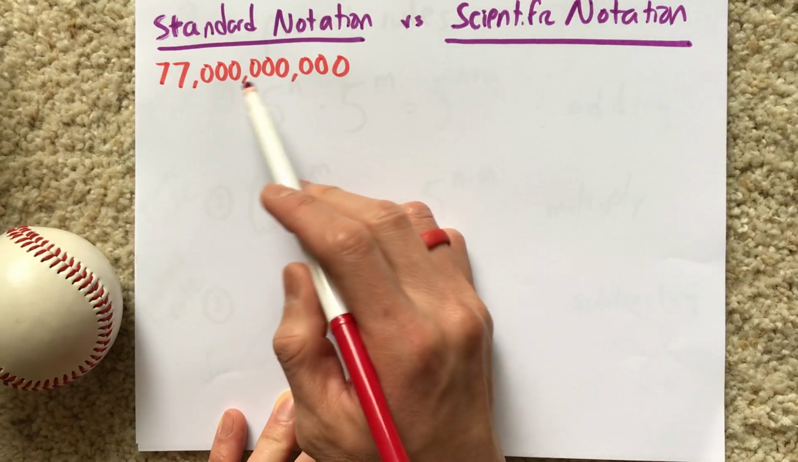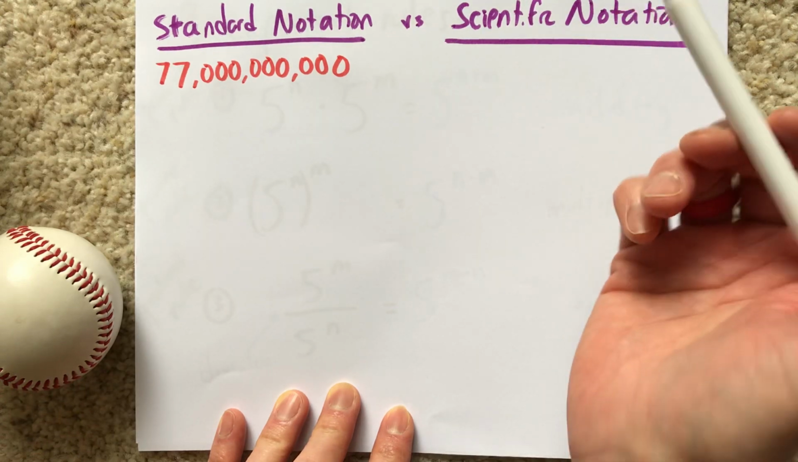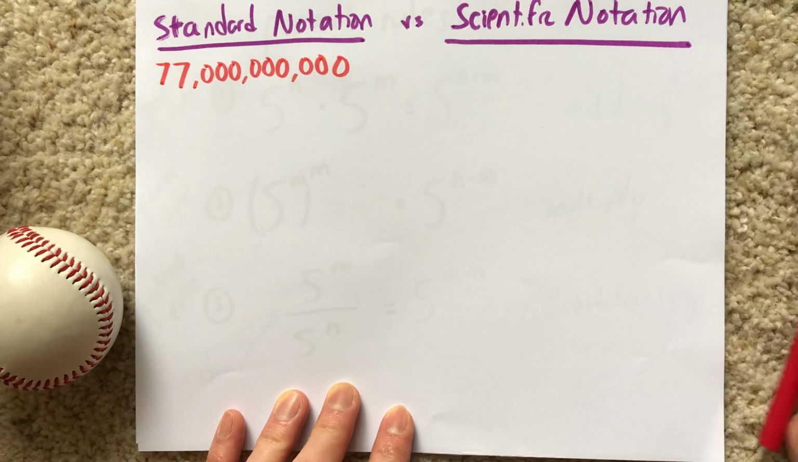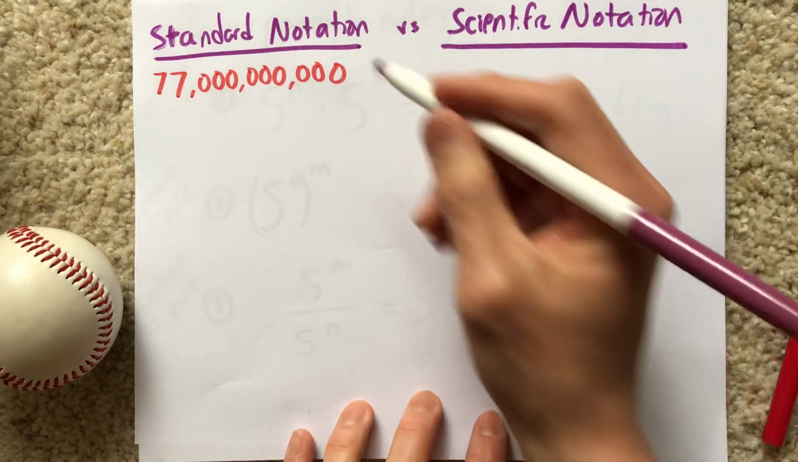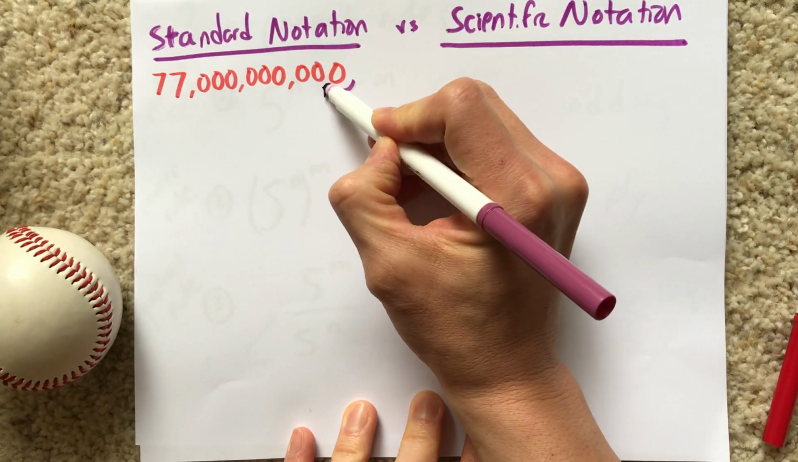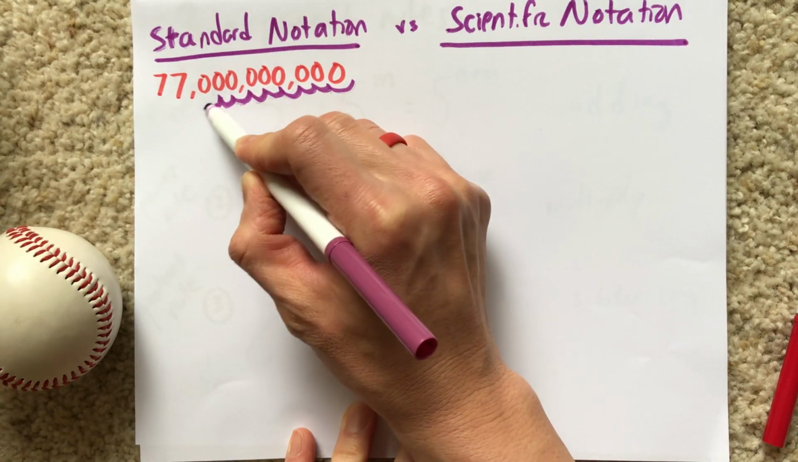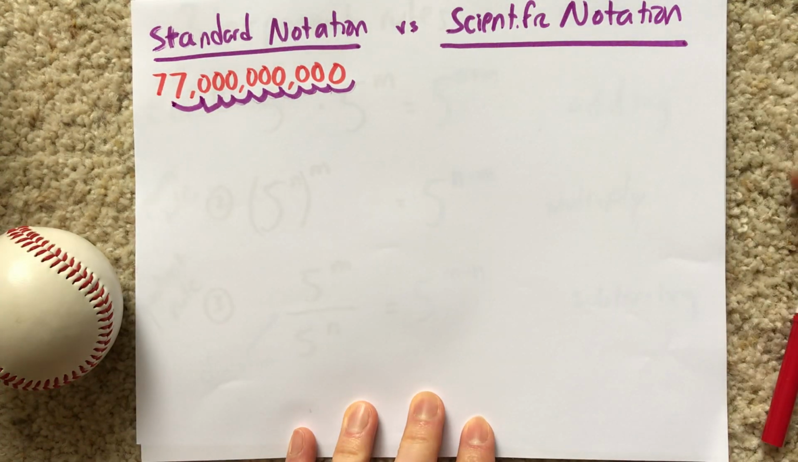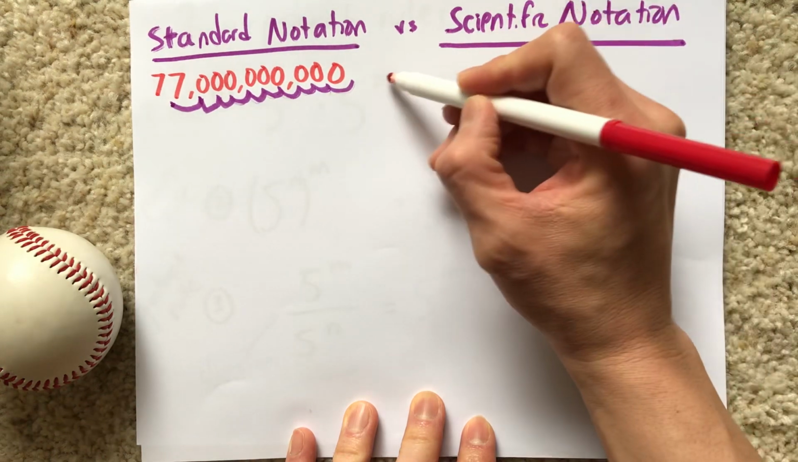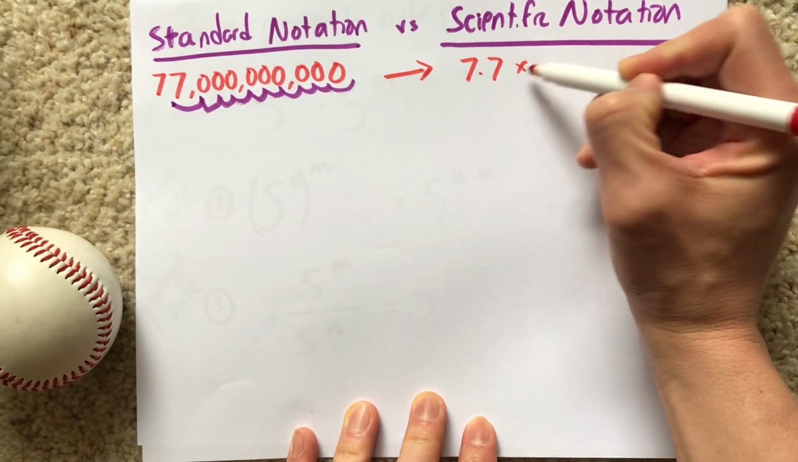Now, it's a lot of work to write this. Remember, I told you that math people are lazy. We like to shorten things. So what we do is we take that 77 and we move the decimal over. We count 1, 2, 3, 4, 5, 6, 7, 8, 9, 10. So we rewrite this with scientific notation as 7.7 times 10.